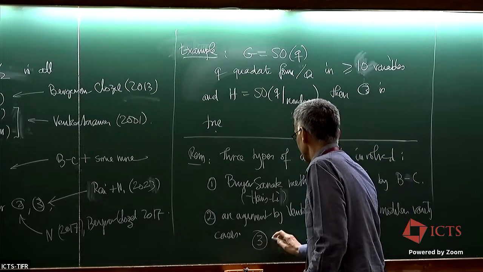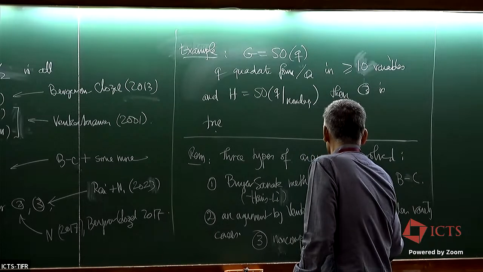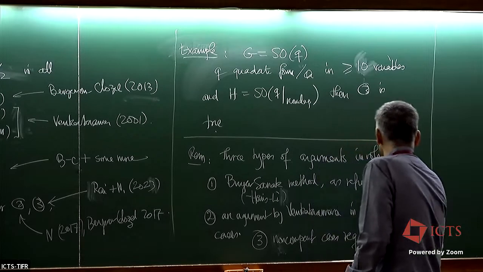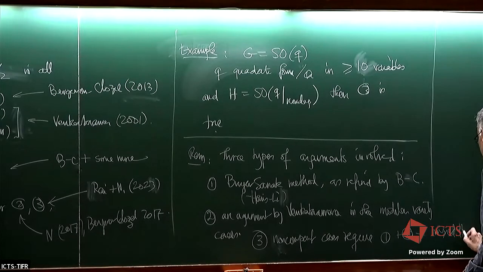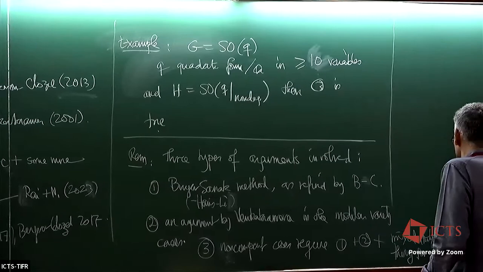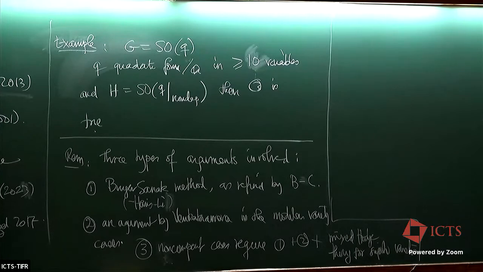So maybe non-compact cases require 1 plus 2 plus mixed Hodge theory. Okay, so for singular varieties. So given some time, I'll say something more about that. So in some sense, we use the whole package of weights and the decomposition theorem and all that in some way or the other, right? Okay, when I say that's Ankit and me, right? Okay, so this is the thing.